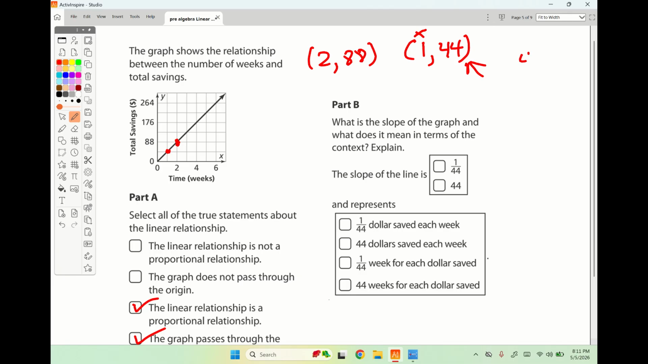And now what does that even mean? Right? That means that for every 1 week, it's $44 of savings. So you check that box.